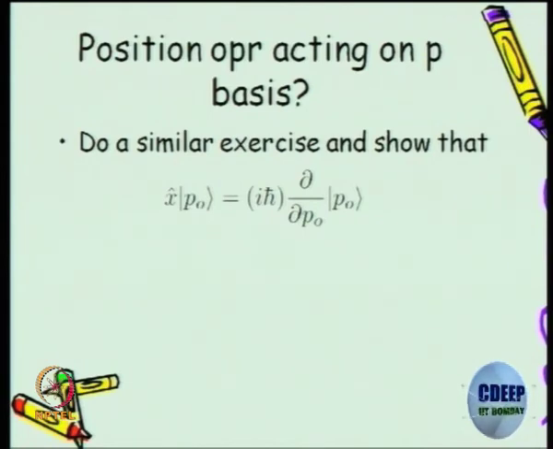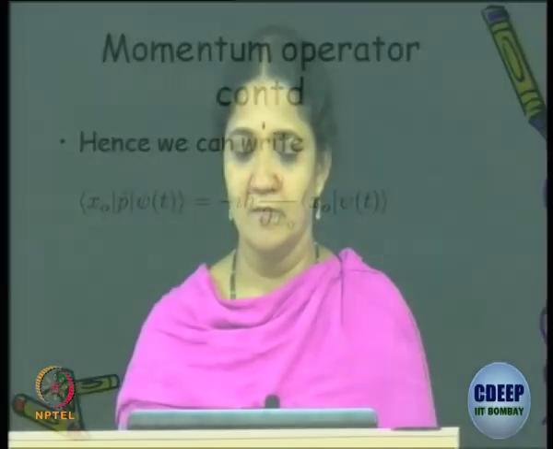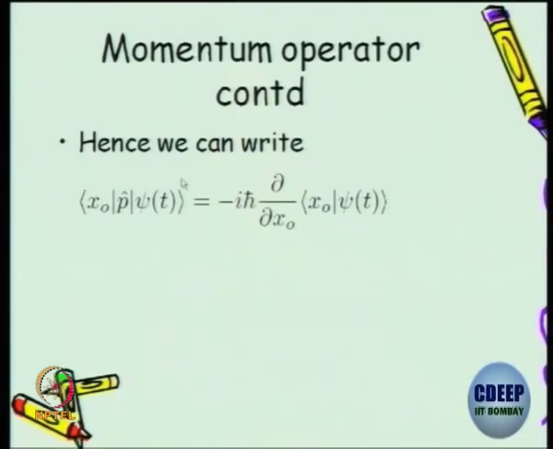So do a similar exercise for the position operator on p naught and verify whether this is satisfied. What I did for the momentum operator, now redo it for the position operator and convince yourself that it is again a differential operator, involving momentum quantities. In general, you could write for any state psi of t. Earlier we had x0 and x1. x1 can be replaced by any arbitrary state psi, doesn't really matter. And you can show that the differential operator del by del x can hit the left bra and give you del by del x0 times this. What is this? The position space wave function at x0, t.